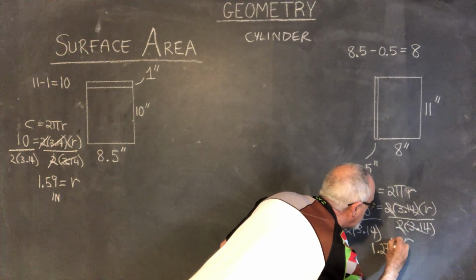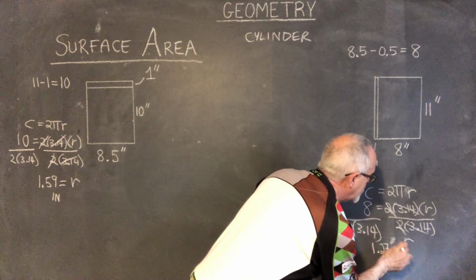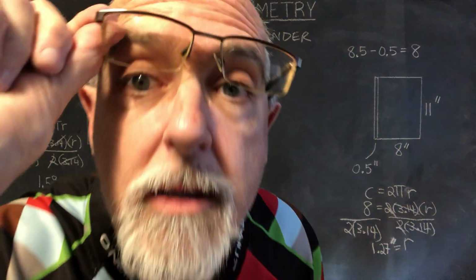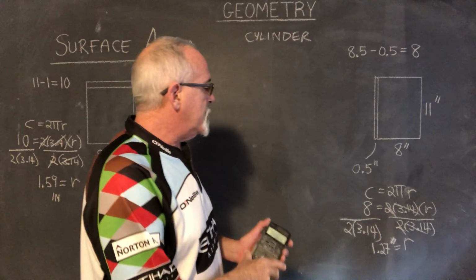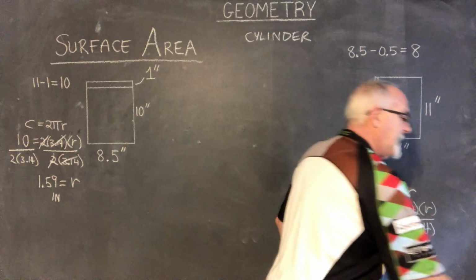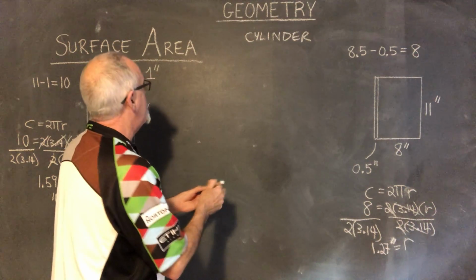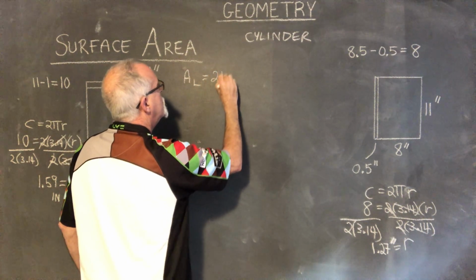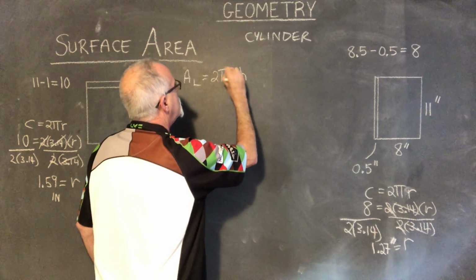And this time I'm remembering, I'm putting the little abbreviation for inches. I don't know how well we can see that. That's okay. Okay, so we have a 1.27 inch radius this time. We're ready to go ahead and fill in our lateral area formula again. Area lateral equals 2 pi r h.